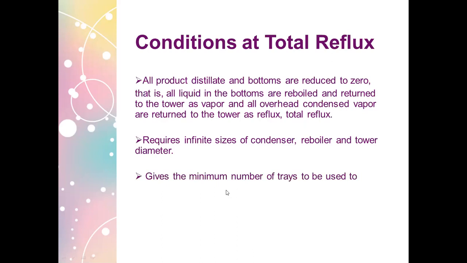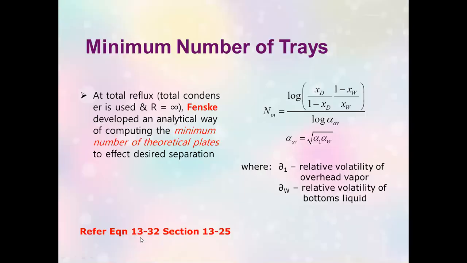Now, this gives the minimum number of trays. So the condition of total reflux results in the minimum number of trays in our column. Now, if we are to use the purely analytical manner of determining the minimum number of trays, that is, we won't use the X and Y equilibrium diagram, though if you have that already, it's just very easy.